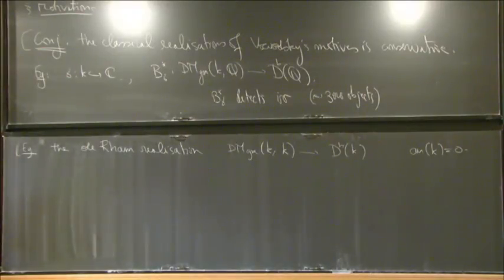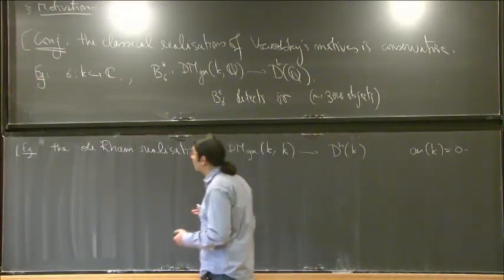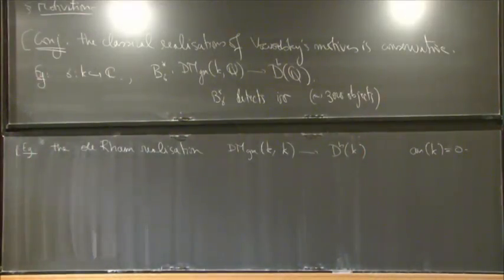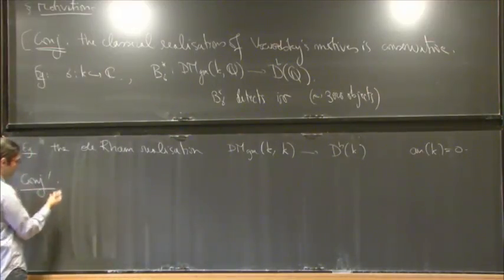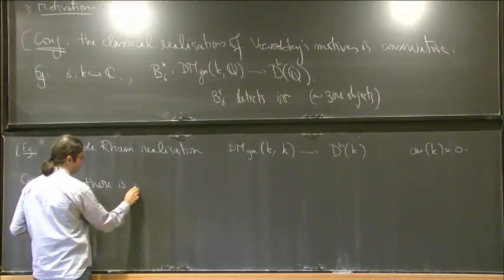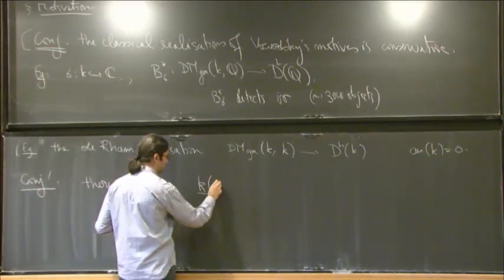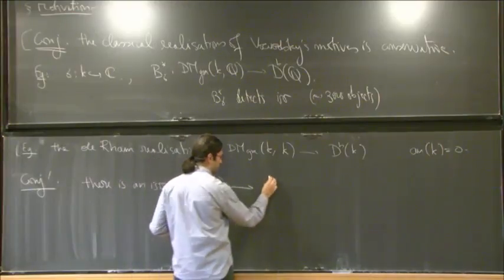In fact, to make the link with what I will be saying later more transparent, I want to give a more precise conjecture. So this will be conjecture prime, and I will first state it and then explain what the objects are. The conjecture prime would say the following. There is an isomorphism between, so write it like this, and then explain what this means.